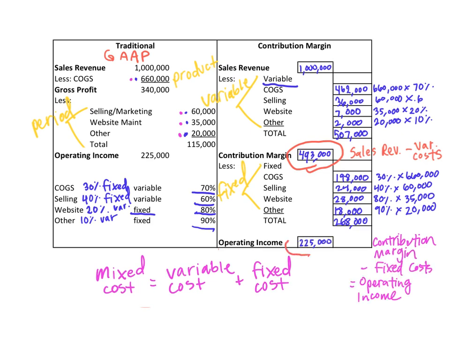Notice we arrived at the same operating income on our contribution margin income statement that we showed on our traditional income statement. That is our check to see that we did this correctly, because remember, at the end of the day, all that we are doing is dividing our total expenses on the traditional income statement into the fixed and variable components. And that concludes our practice.